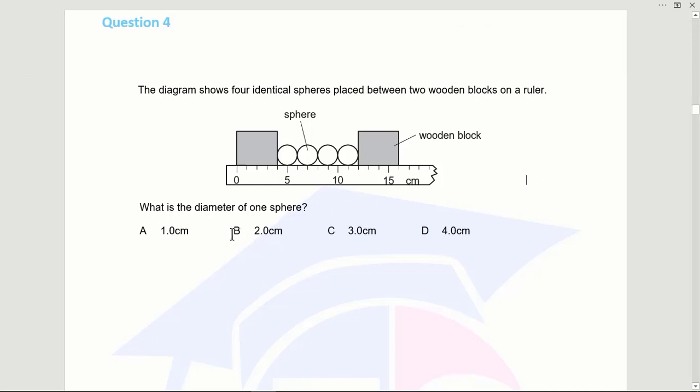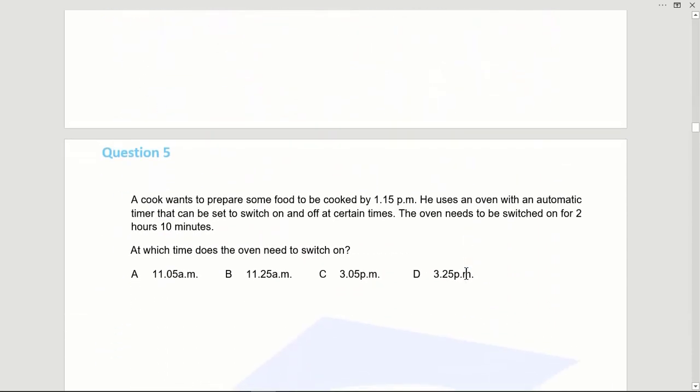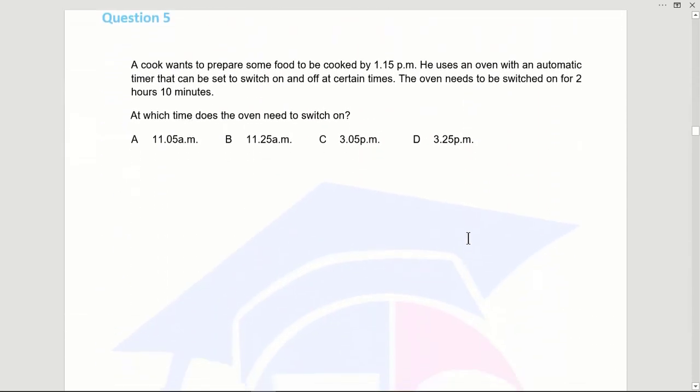2 centimeters B. Again, see the initial point, see the final point, and if they ask for 1, you have to divide that one. Going to the next question, it's also easy.